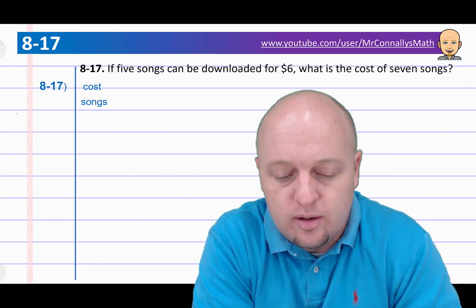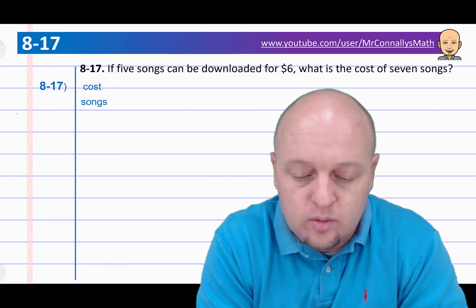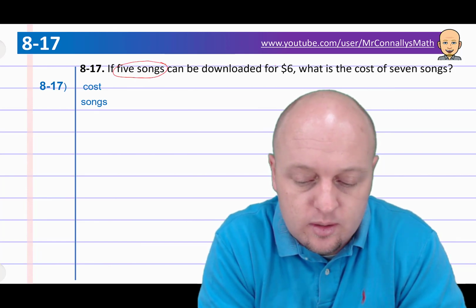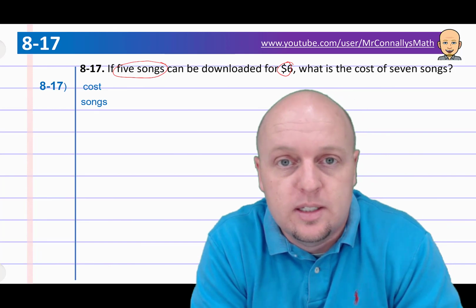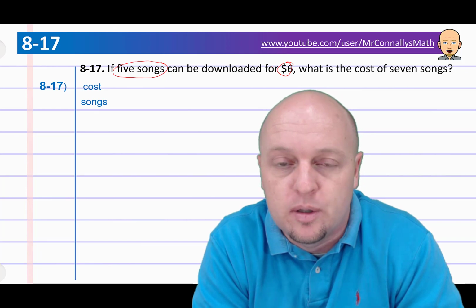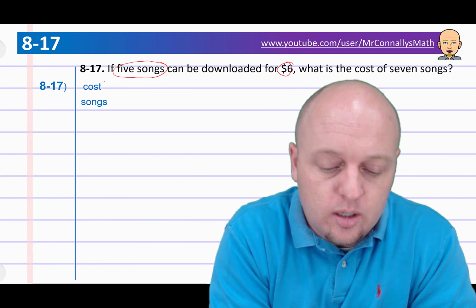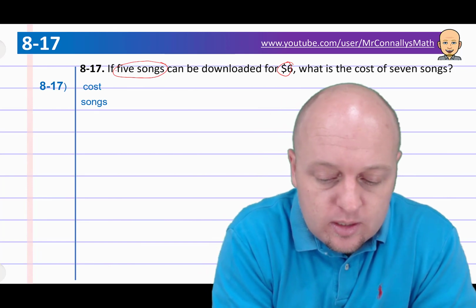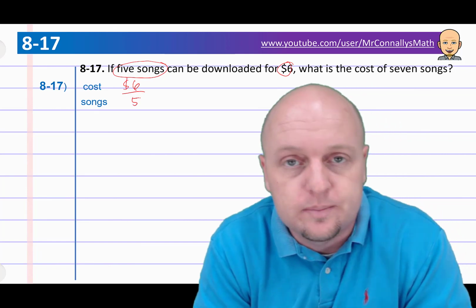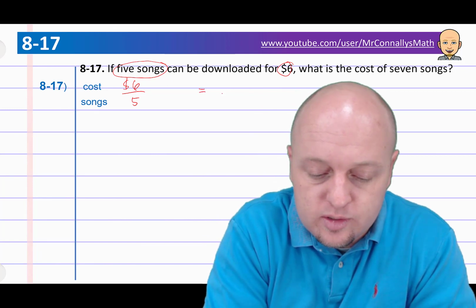If 5 songs can be downloaded for $6, what is the cost of 7 songs? Okay, so we're comparing two things, so you should be thinking of rates. We've got songs and dollars. Okay, typically money goes where? Yeah, typically money goes on the top. It's usually price per pound or price per song or price per gallon. So our cost or our price is going to be $6 for 5 songs. We want to know what's the cost of 7 songs.